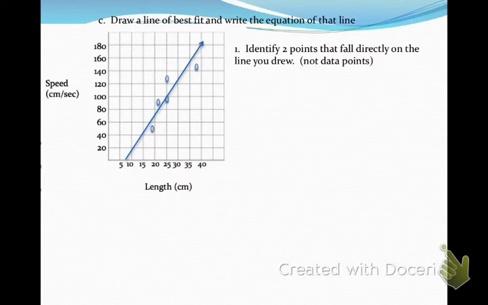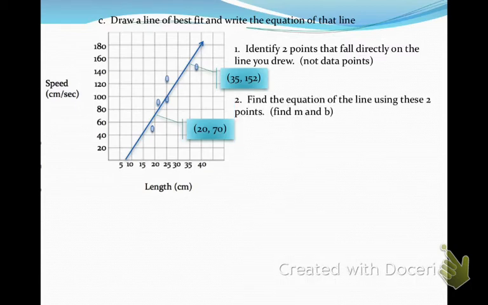Then you are going to find the equation of that line. So you have to select 2 points that fall smack on that line. So I'm selecting the point (20, 70). Notice it is not part of the data set. Another point, it seems like there's a point at about (35, 152), and these are the 2 points I'm going to use to find the equation.